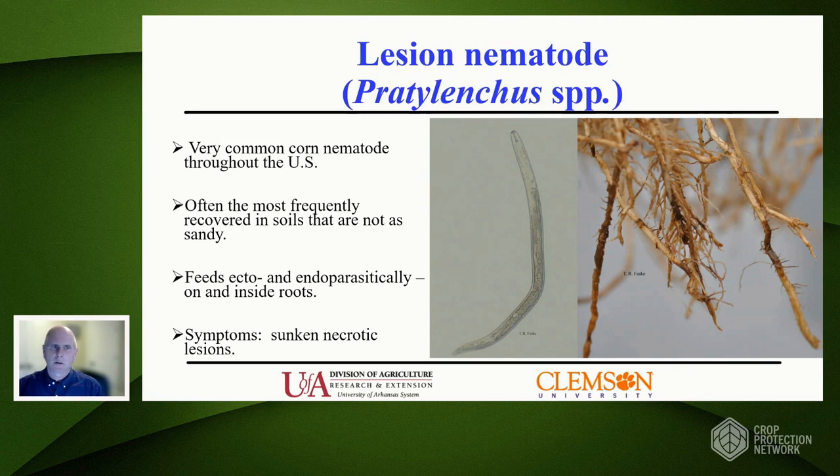We have a lot of silt loam soils, and one of the most popular plant parasitic nematodes in corn that comes back is lesion nematode. It can feed on the root system as well as inside. One of the classic reasons it has its name is the symptom it causes, and that's these necrotic sunken lesions depicted in this image.